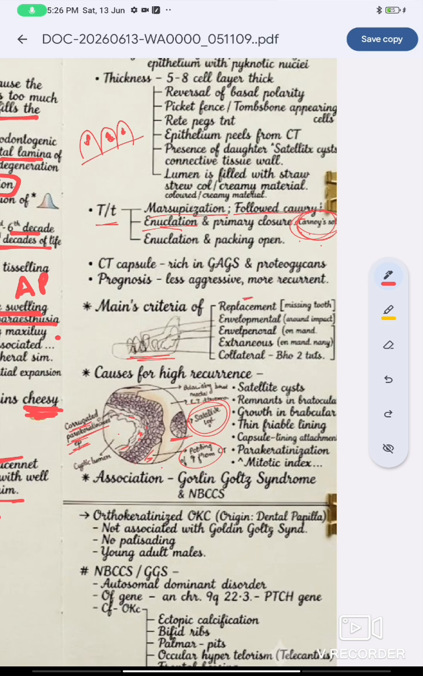Now coming to the classification criteria for OKC. First is replacemental. Replacemental OKC is the one which is associated with a missing tooth, but there is no history of extraction. Next is envelopmental. It surrounds an impacted tooth. Then it is extraneous, which is in the ramus region. Then there is collateral, which is between two teeth. Now, another important feature is its association with the nevoid basal cell carcinoma syndrome or Gorlin-Goltz syndrome.